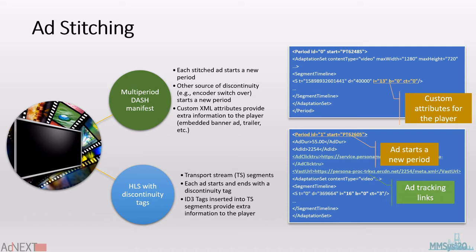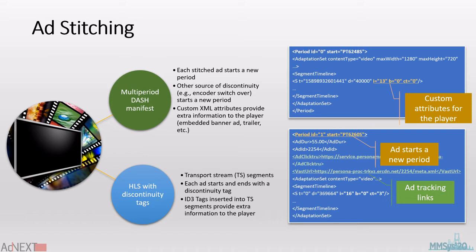For the DASH stream, each personalized ad is stitched as a new period in the DASH manifest. So we use, as you can see here, a multi-period DASH manifest. For the HLS stream, on the other hand, a discontinuity tag is inserted before and after every inserted ad. Naturally, this stitcher also talks to the ad server to request the personalized ads to be inserted in the stream for a particular viewer. The ad response contains ad tracking information, and the stitcher adds this information to the manifest file for the player to report that tracking information back to the ad management plane.